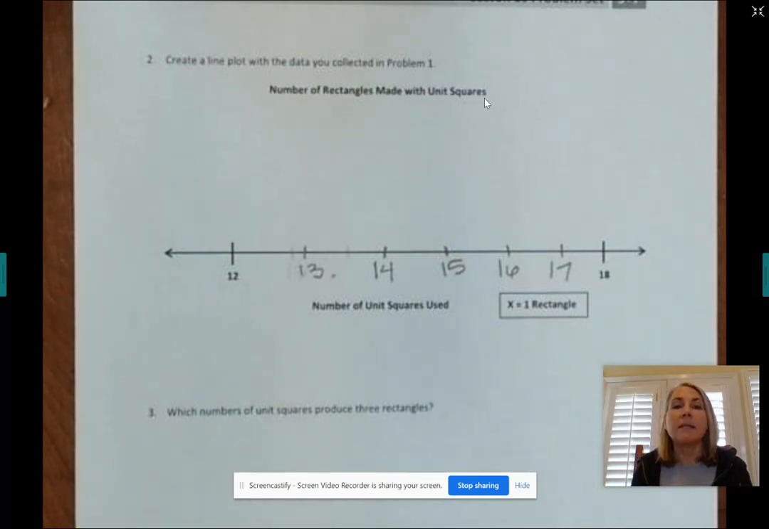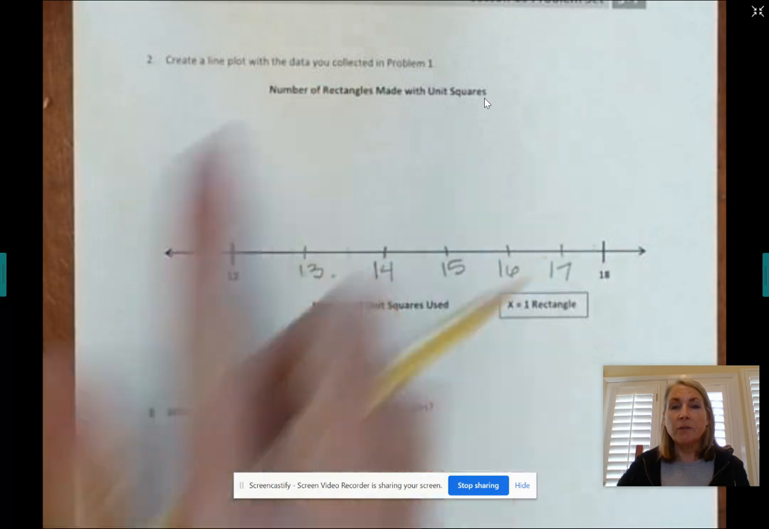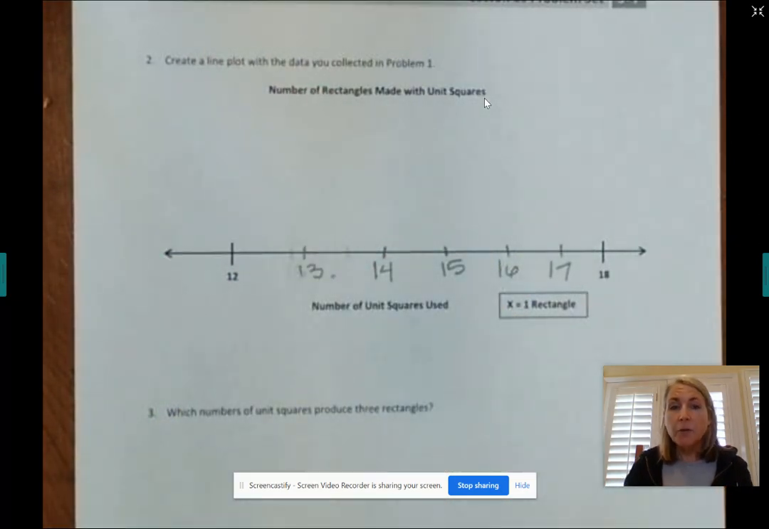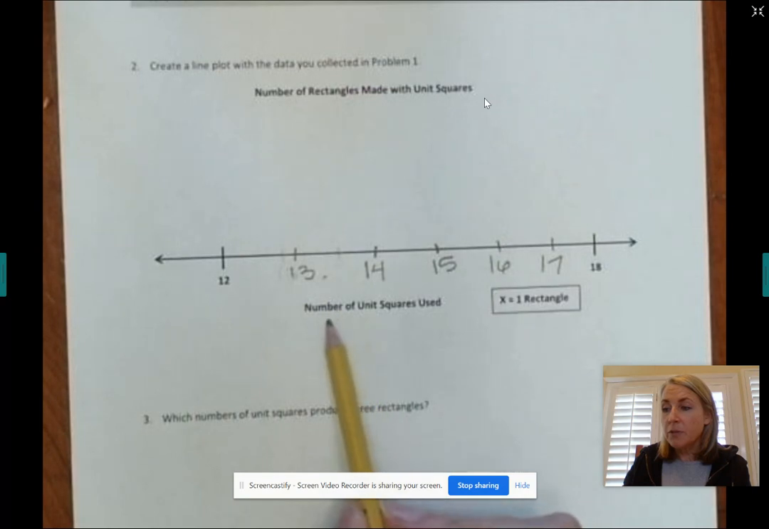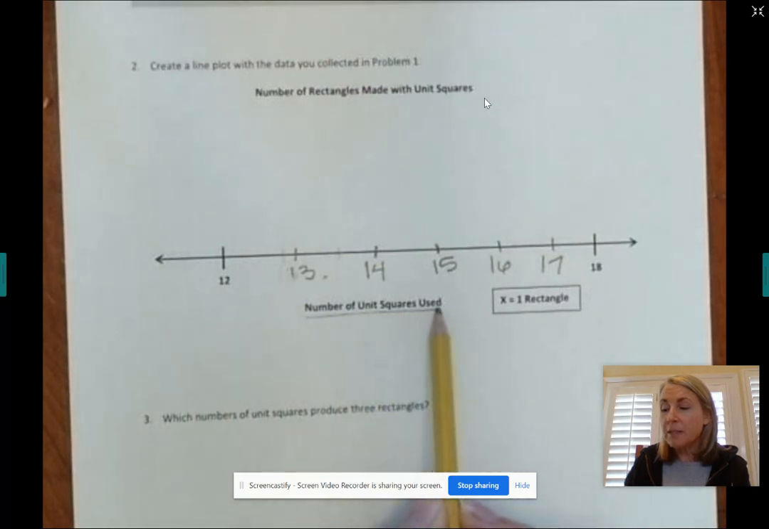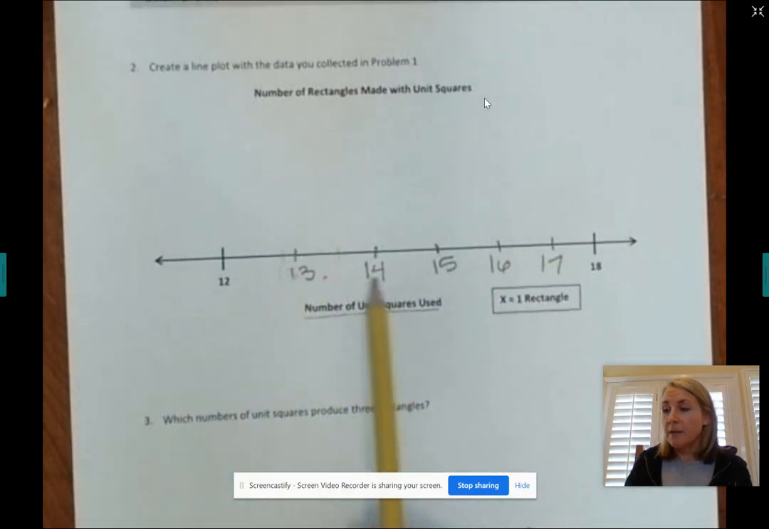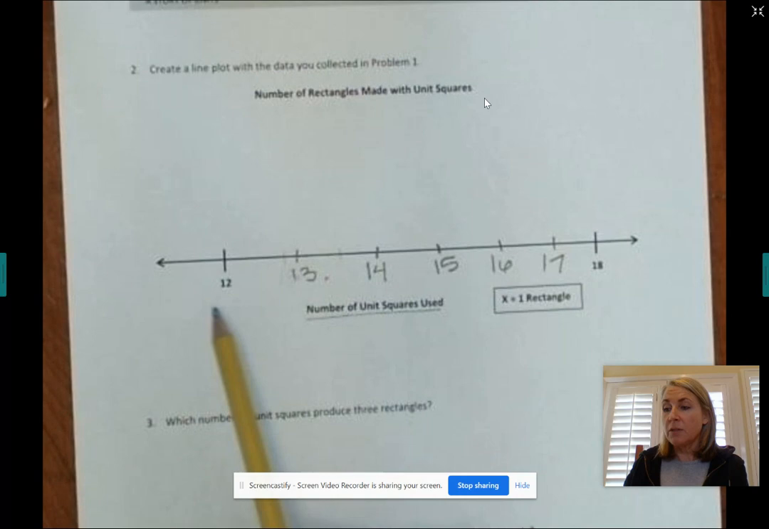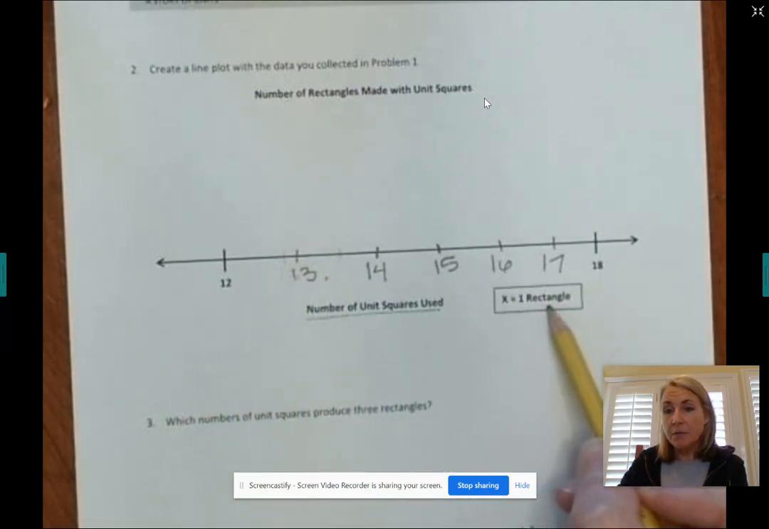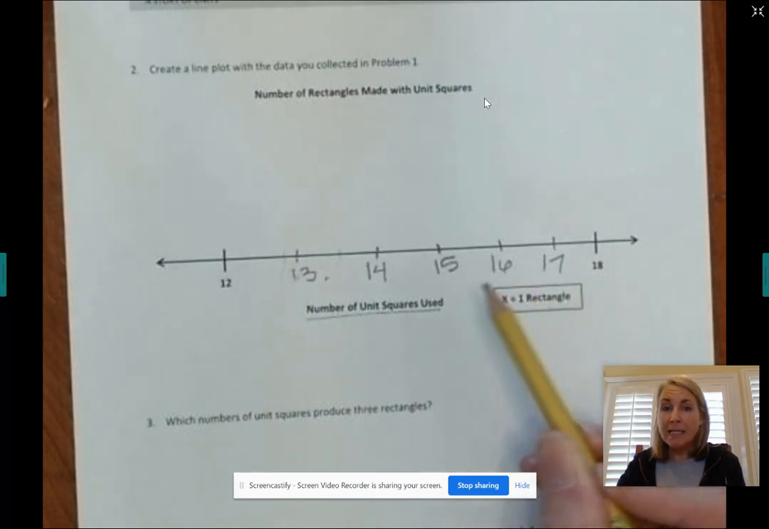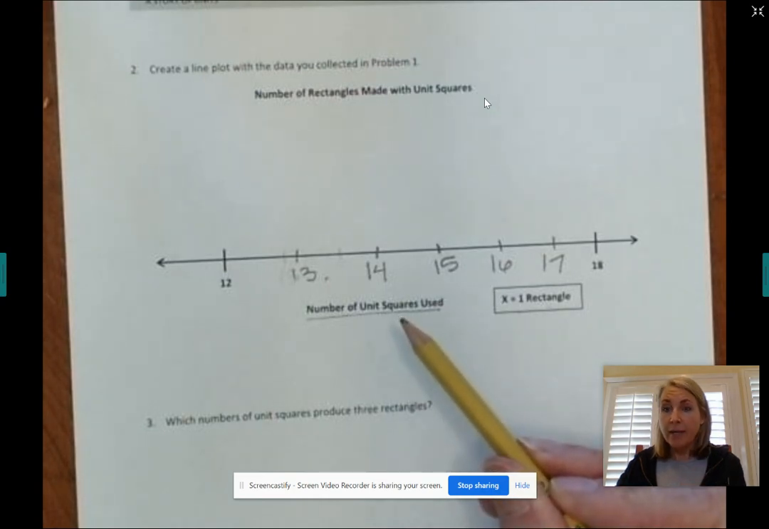So now what it's asking us to do is to create a line plot. So like I said, line plots focus in on data. And it says, use the data that you collected in problem 1. So they're basically asking you to show the number of unit squares used down here. That's the 12, the 13, 14, 15. So these are our areas listed below. And X is going to equal 1 rectangle. So how many different rectangles were produced by each of these areas?